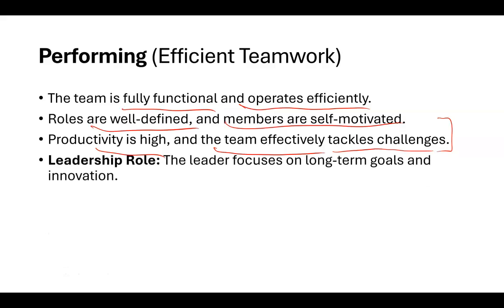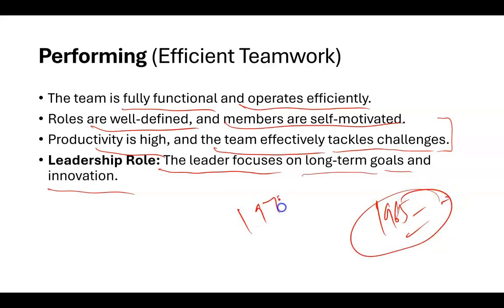What is the role of the leader now? The role of the leader now is to maintain that motivation level and ensure the team focuses on the long term goals and innovation. They can focus on innovation, they can bring some change, which can be very helpful, because now the team is together, right? So in 1965, the model ends over here.